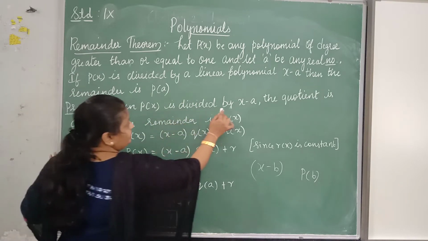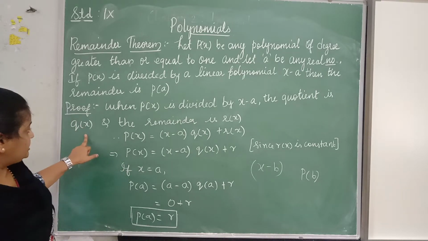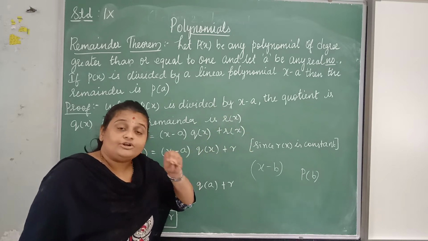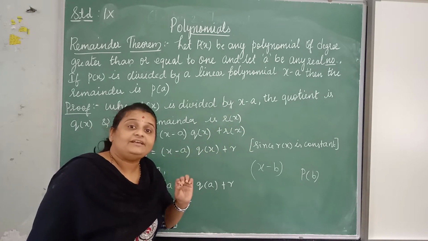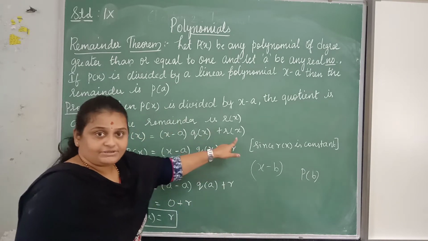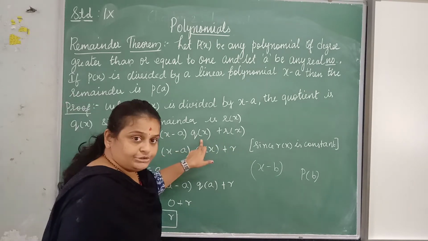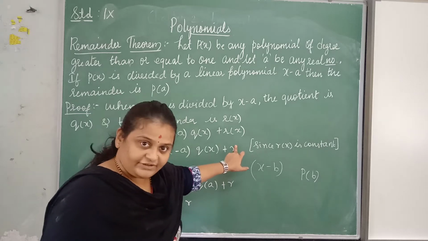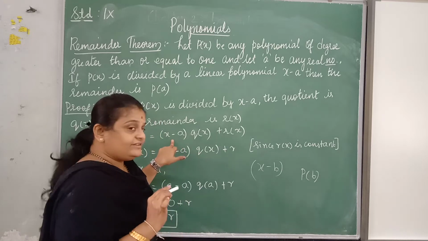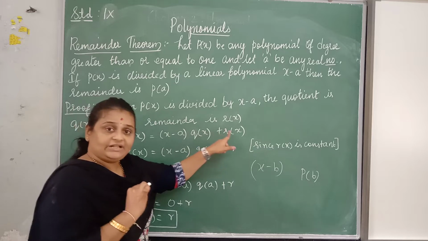When p of x is divided by x minus a, the quotient is q of x, obviously, right? The quotient is q of x and the remainder is r of x. And in your lower classes, you have already come across dividend is equal to divisor into quotient plus remainder. That is, p of x is equal to x minus a into q of x plus r of x. R of x is nothing but the remainder. Q of x is nothing but the quotient. So x minus a is nothing but the divisor.